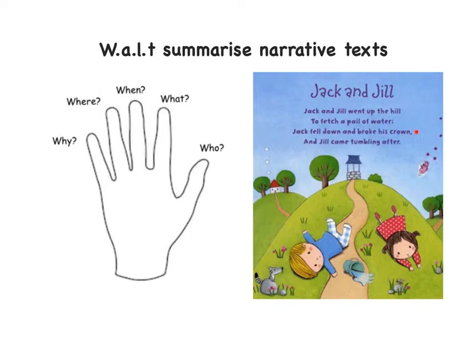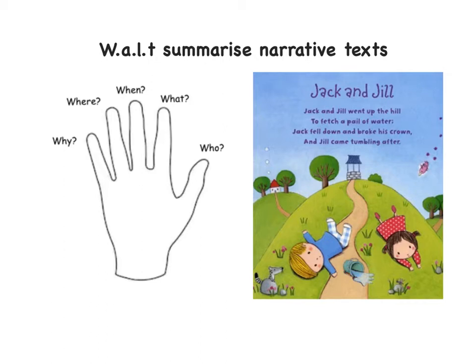Broke his crown is his head, and tumbling means to fall quickly. And if you hadn't already guessed it, a pail of water is a bucket of water. You can see that in the picture.